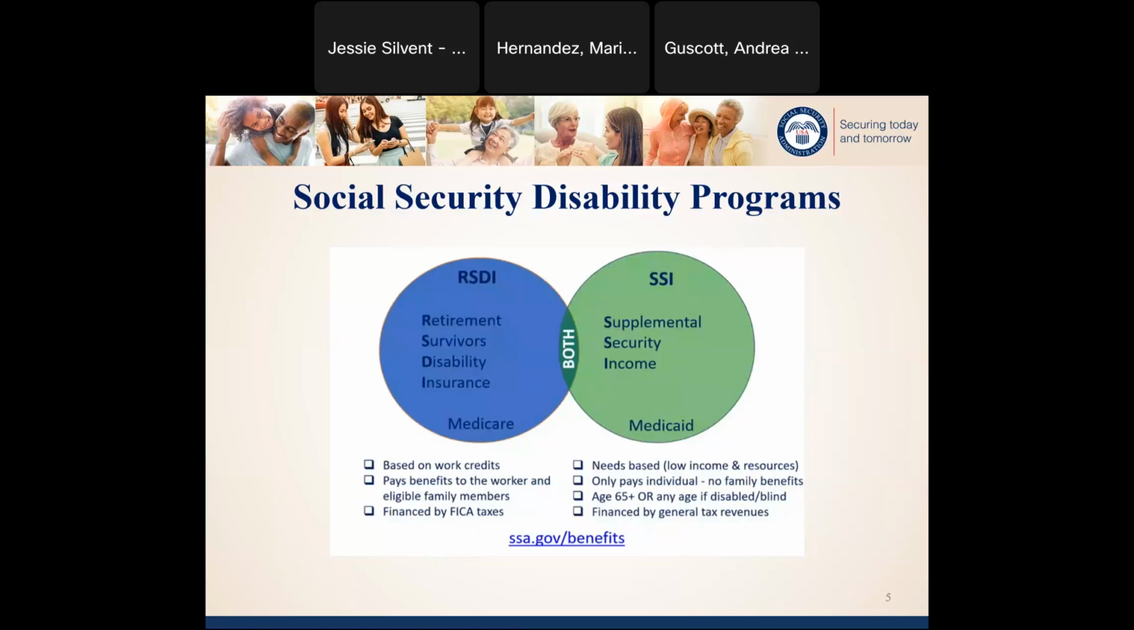Now, because there's no work requirement to qualify for SSI, it is funded by general tax revenues. And Medicaid is a state health program for people with low income and limited resources. And in many states, including Pennsylvania, Medicaid does come automatically with SSI eligibility. Next slide.